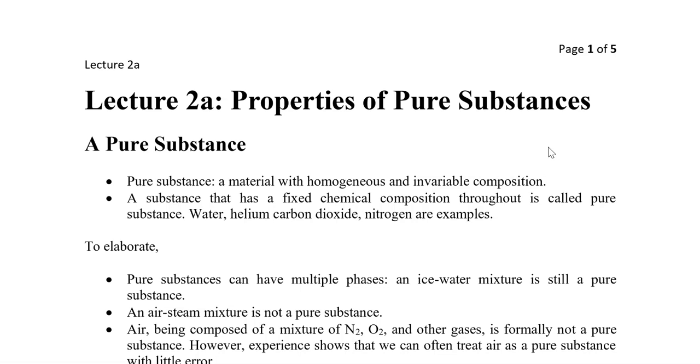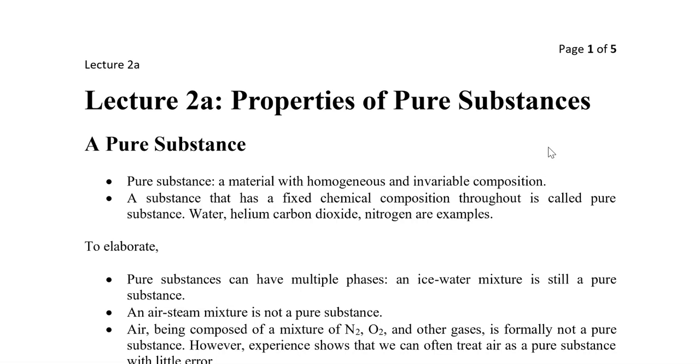A pure substance is a material with a homogeneous and invariable composition. A substance that has a fixed chemical composition throughout is called a pure substance. Water, helium, carbon dioxide, nitrogen, and so on are called pure substances. Make sure we say it is a fixed chemical composition. The physical properties, the physical composition, can be changed.